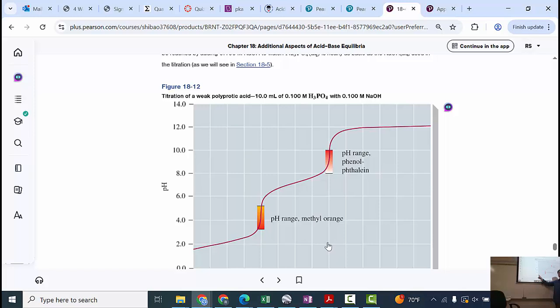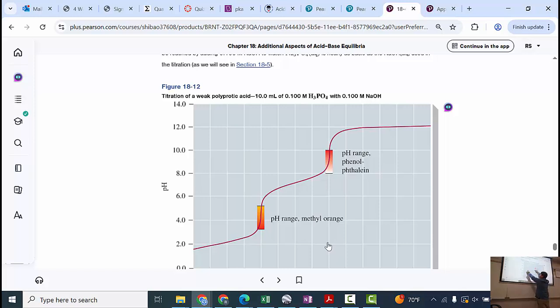Do you see that? What's the buffer range? You know, we don't want the buffer to become too lopsided, so we have a buffer range. We don't want it to go more than 10 to 1 one way or the other. And so the buffer range is pKa plus or minus 1. What that means is we won't make the buffer too lopsided as long as we keep the pH within plus or minus 1.